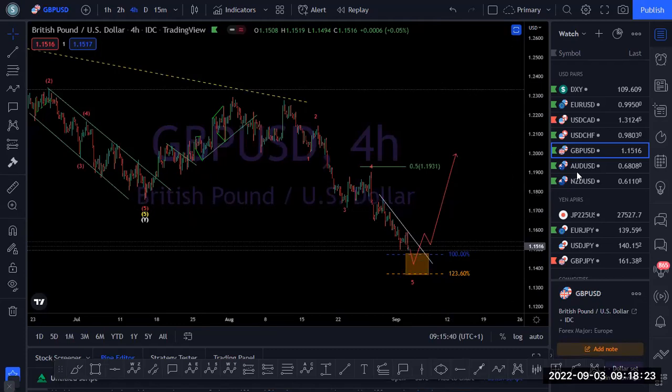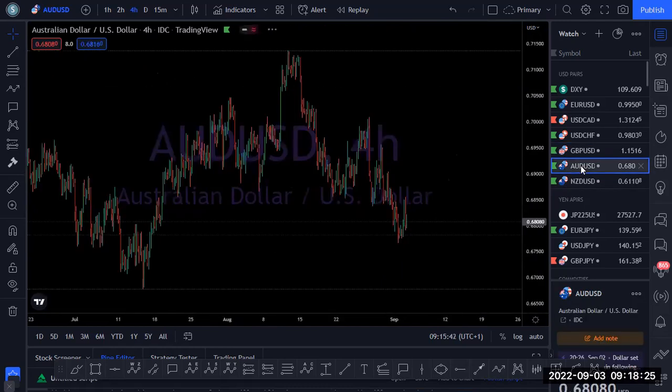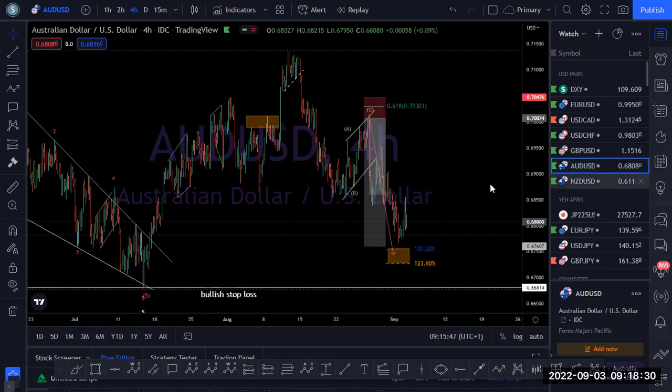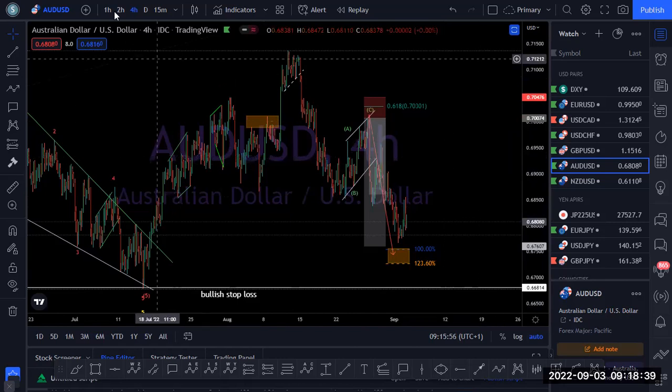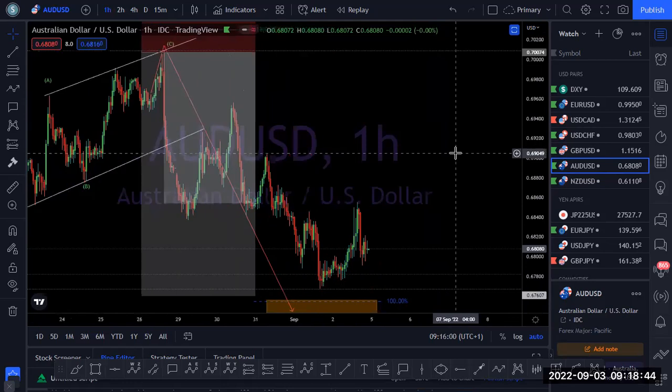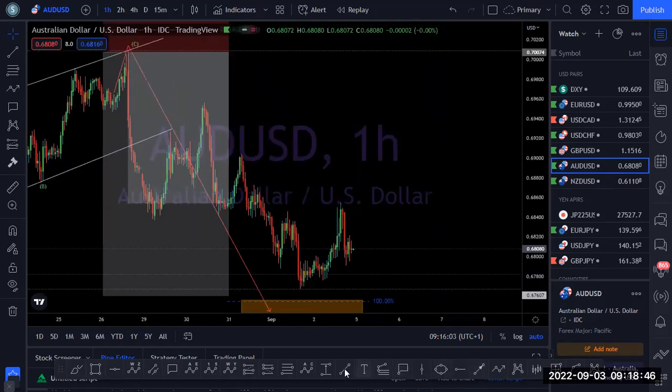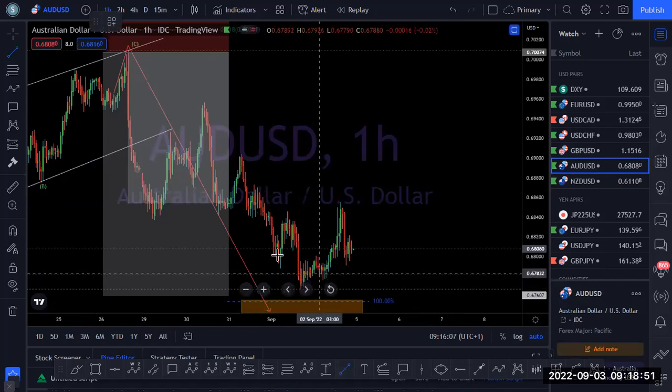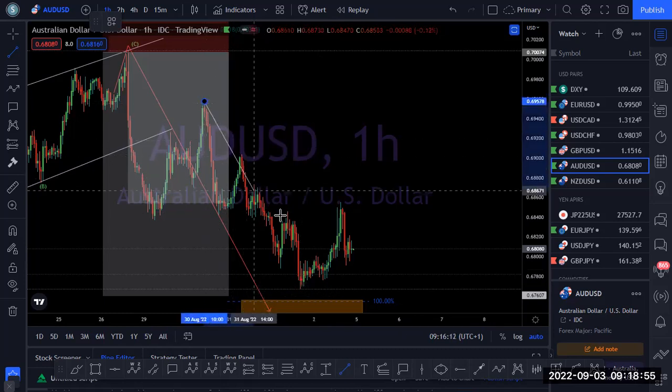Let's go to AUDUSD. AUDUSD, same thing. It might have reversed already. Let me show you 1 hour on AUDUSD. Maybe it might have reversed already. See, there are things you don't ignore in trading if you use technical analysis. Number one, this zone is almost our target. Number two, you see this channel.